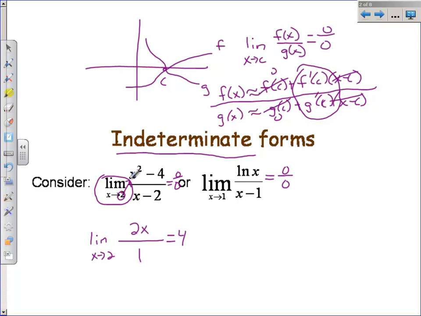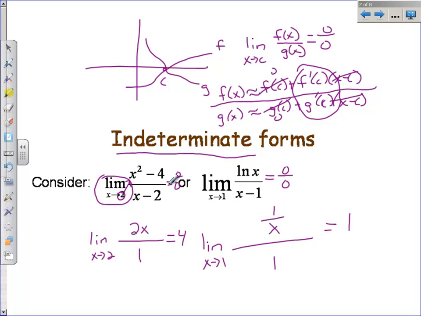And if you were to graph this, you would see that the y value as you approach 2 of this rational function would be 4. Same thing is true on this second one. We could take the rate of change, that's the derivative of the top, and the rate of change of the bottom, and try the limit again, and we get 1.